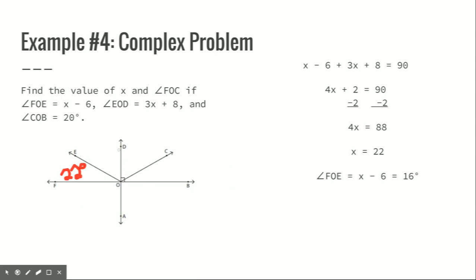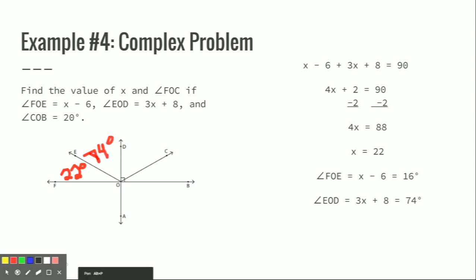Now, EOD was 3x plus 8, and when I plug 22 into that, I end up getting 74. So that's 74 degrees. Now remember, the last thing we need to find is FOC. So we have to figure out what this angle right here is. And it doesn't mean it's exactly the same as this one. It might be off slightly. And it probably is because over here we found out that COB is 20 degrees.